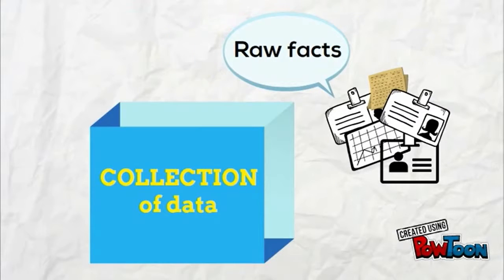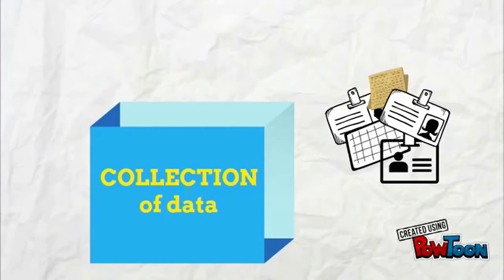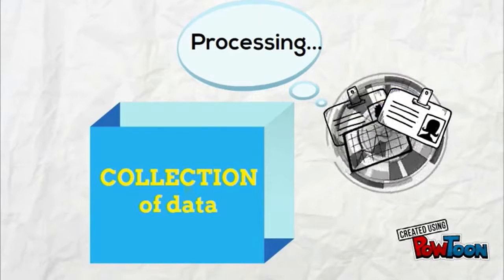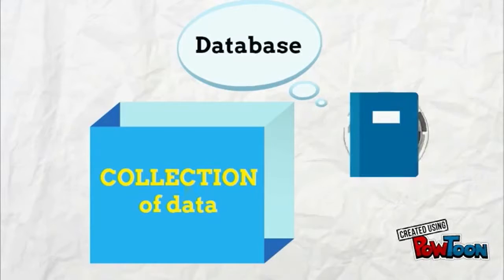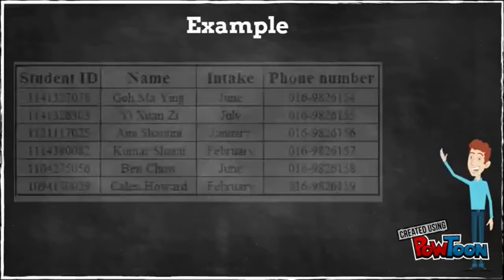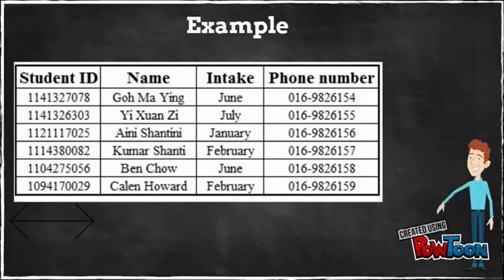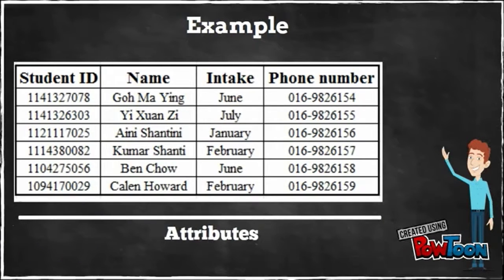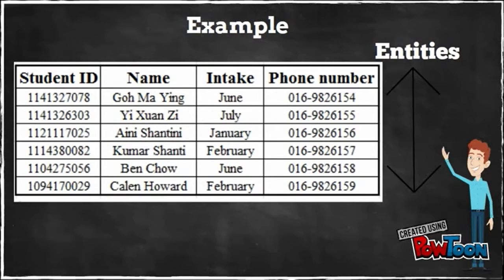Data consists of raw facts. In order to transform data into useful information, it must be organized in a meaningful way. This is the key field, such as student identity numbers, and these are attributes, which are also fields of the database, while these are the entities, which are also the records.